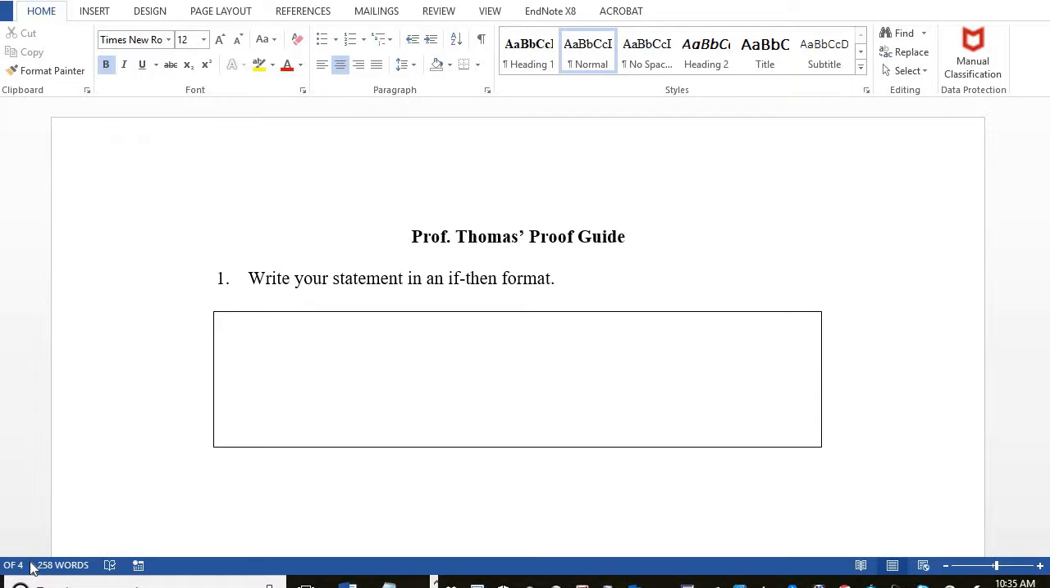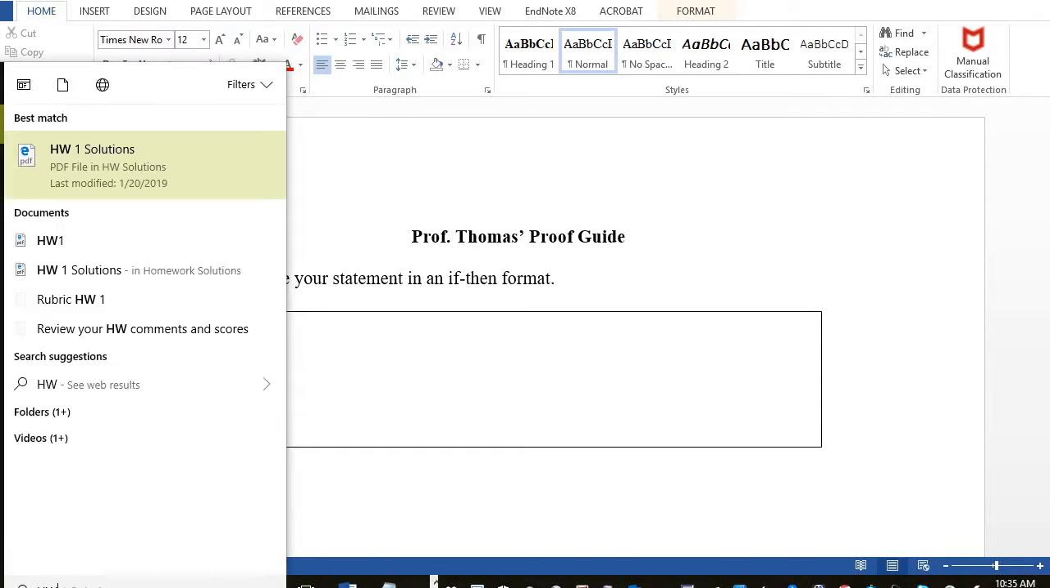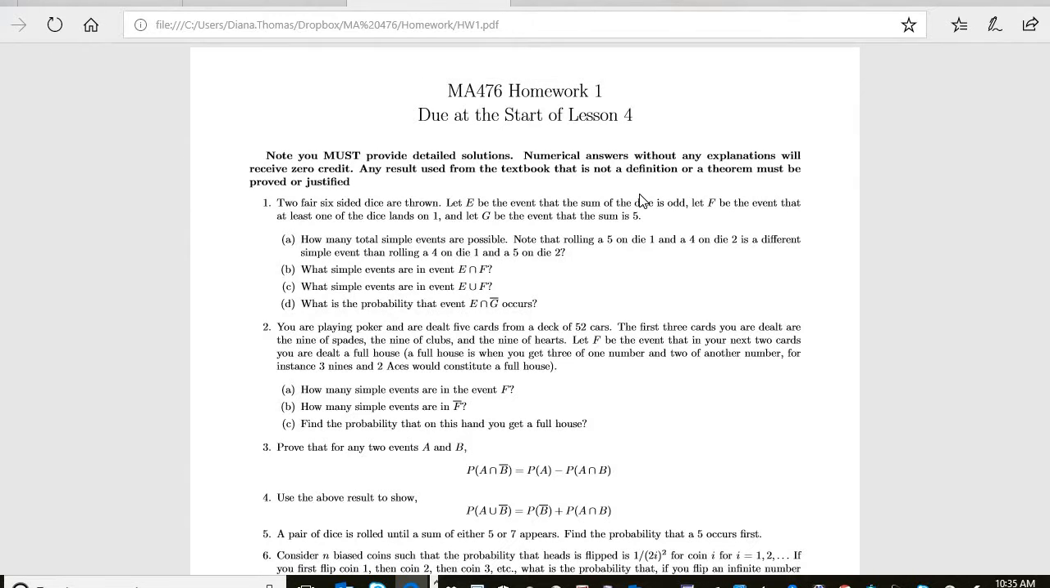I do better the second time, so I'm going to record this. So in this proof guide, if you go back and look at the homework problem, I think I called it homework 1. Okay, so here it is.